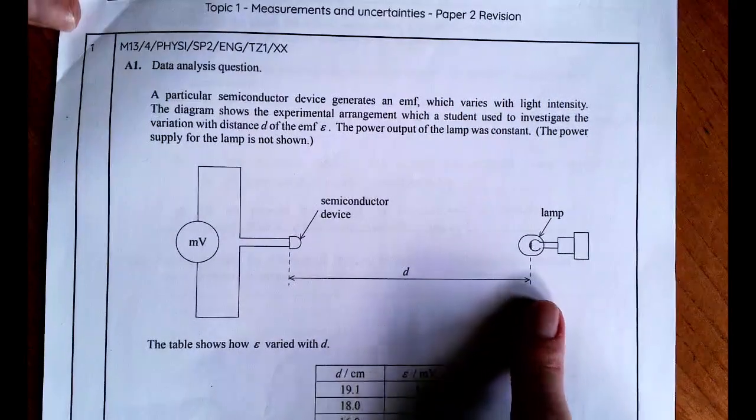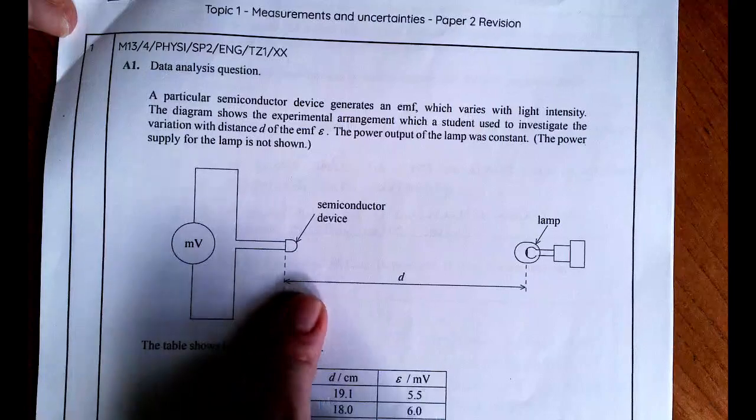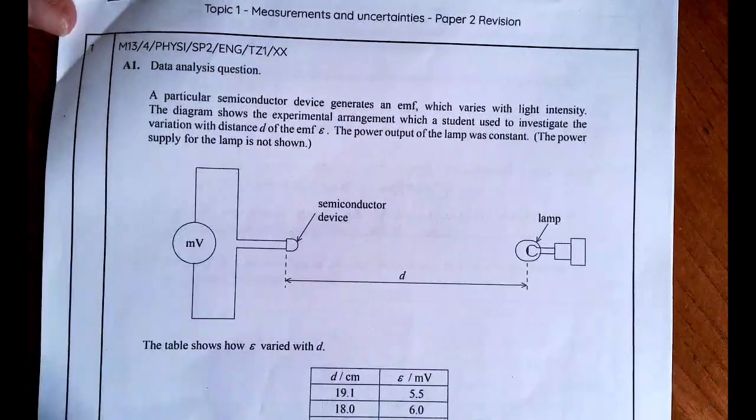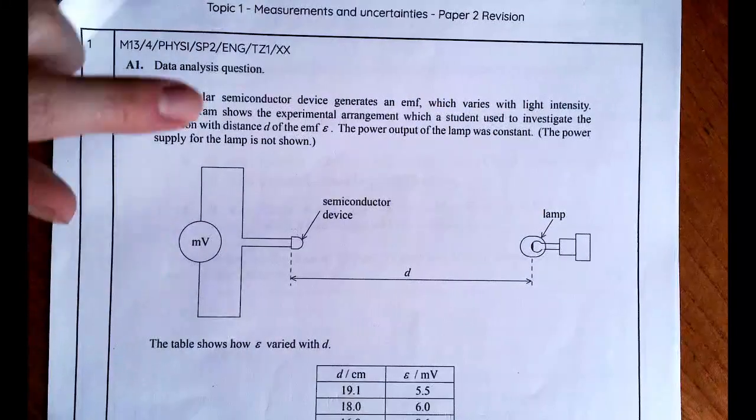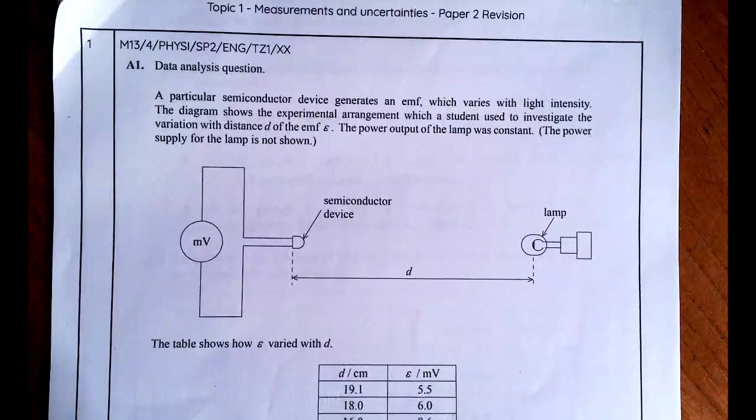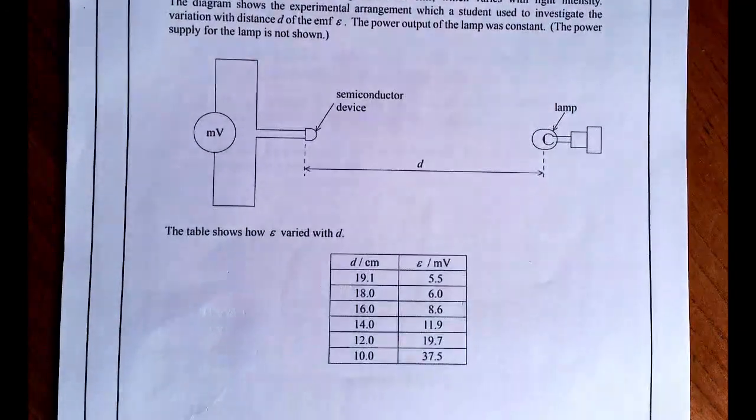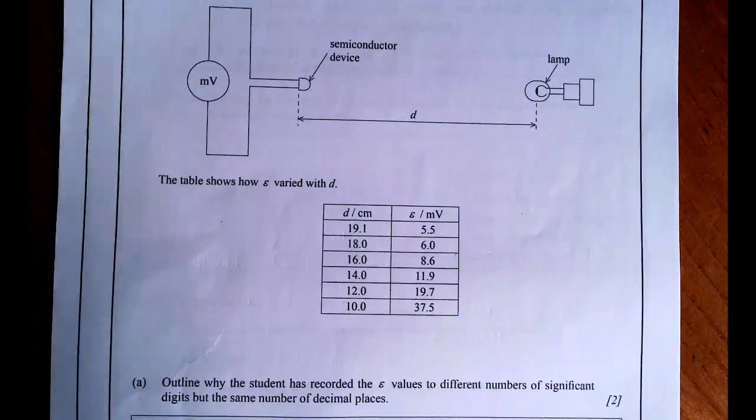So a lamp is emitting light, obviously. We change the distance between the lamp and the semiconductor, and we then measure the EMF, this is epsilon, using the millivoltmeter. It then tells you the result. It says the table shows how the voltage varies with the distance.